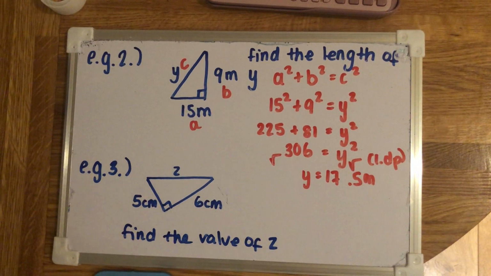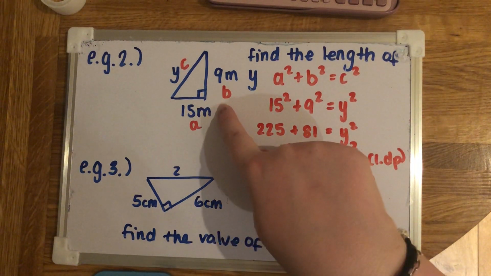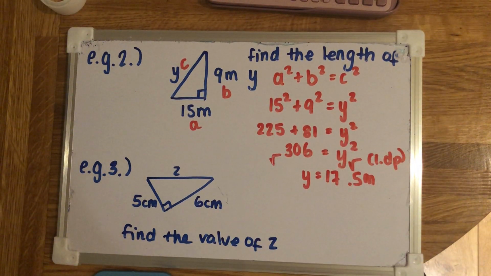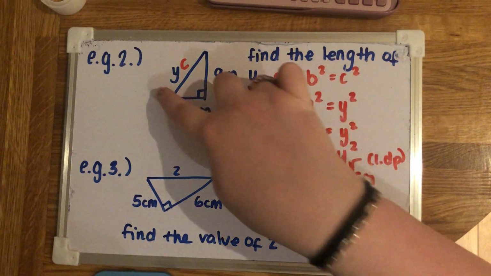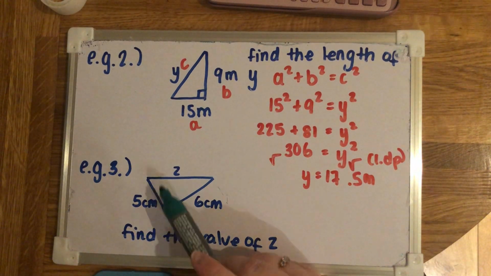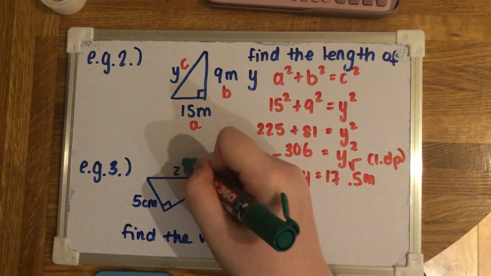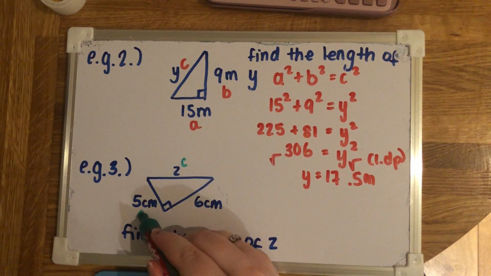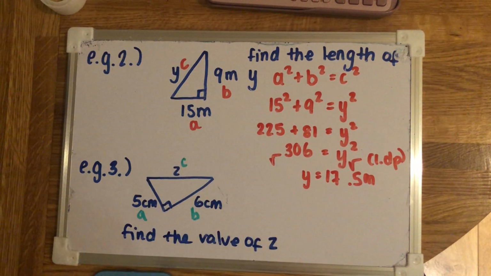Now the reason why we're doing this one is because a lot of people are going to get confused because it's not the way that we normally would see it. So normally we'd see them upright with the right angle there or there, like in e.g. 1. So it's just being really careful that you're labelling it correctly. Okay, so just keep looking. The side that's opposite the right angle is always C. Then A and B again, doesn't matter which way round.